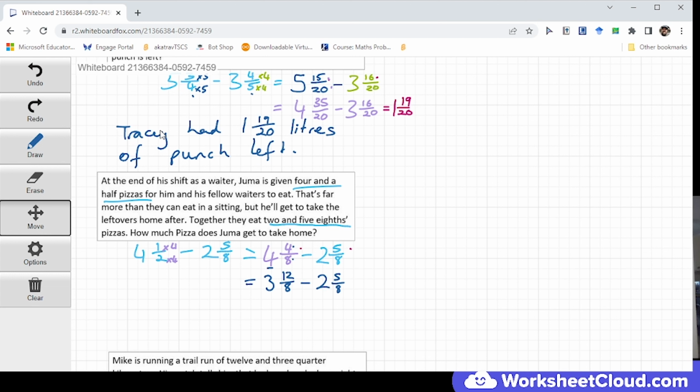That one stays the same. And I get to my answer. 3 minus 2 is 1. Oopsie. 12 minus 5 is 7. Denominator stays the same. And not forgetting this time that it's a word problem. Juma takes almost 2 pizzas. 1 7/8. Wait. Pizzas. Oh, lucky guy. That's going to make a nice breakfast.